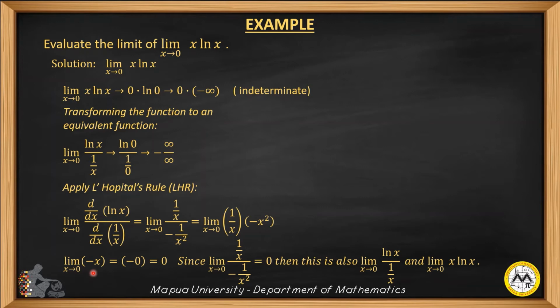And using this now as basis to evaluate the limit as x approaches 0, we will have the limit equal to 0. So by L'Hopital's rule, the limit of ln x divided by 1 over x will be equal to the limit of this expression here, or simply the limit of negative x as x approaches 0, which is 0, which in turn would be the limit of the product x ln of x as x approaches 0.